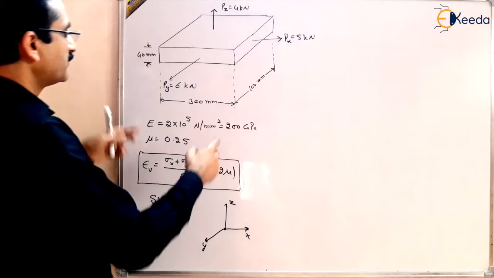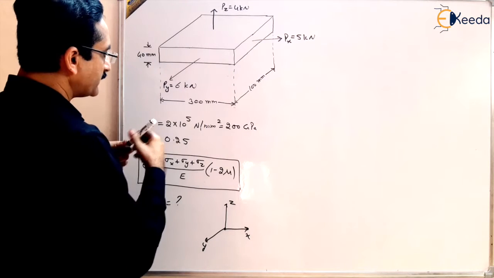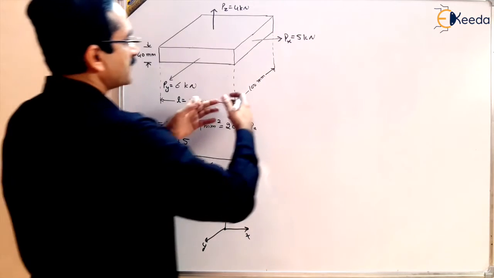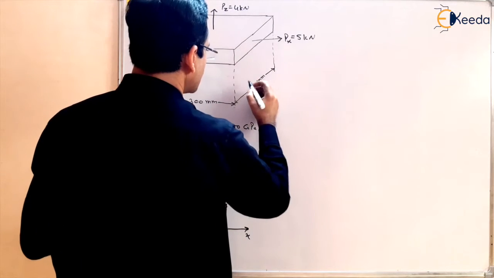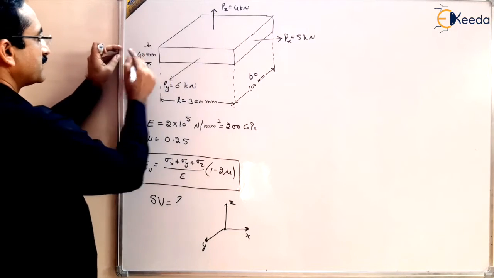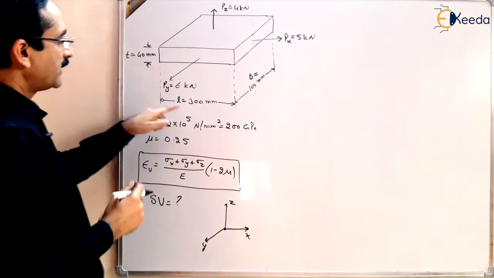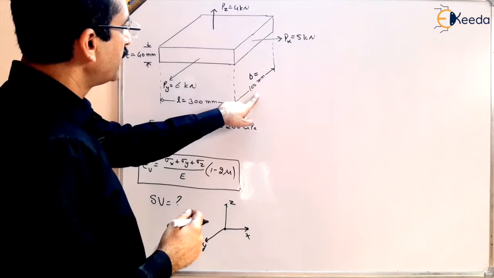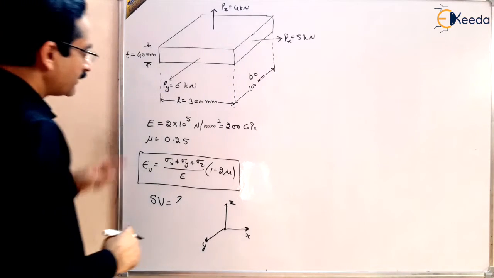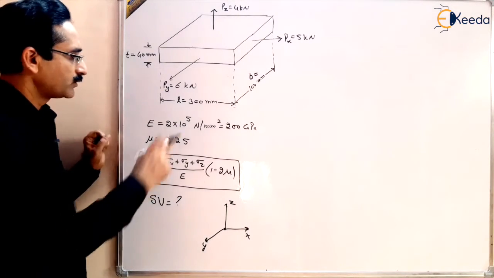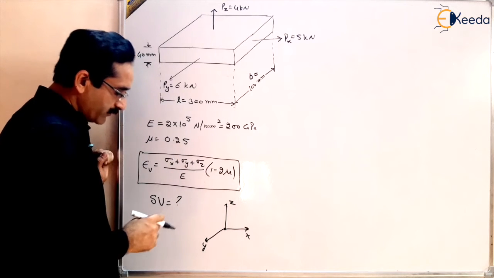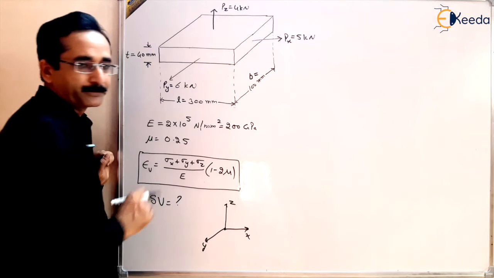And the dimensions are given 300 mm. Suppose this is length, we are saying this is the length L. This is 100 mm in width, so let us say it is B. And this is 40 mm, say it is thickness T. So length L is 300 mm, B is 100 mm and T is 40 mm, right? And the forces are acting. The modulus of elasticity of the material is given 200 gigapascal, and Poisson's ratio is also given 0.25. We have to find out the change in volume of this bar.